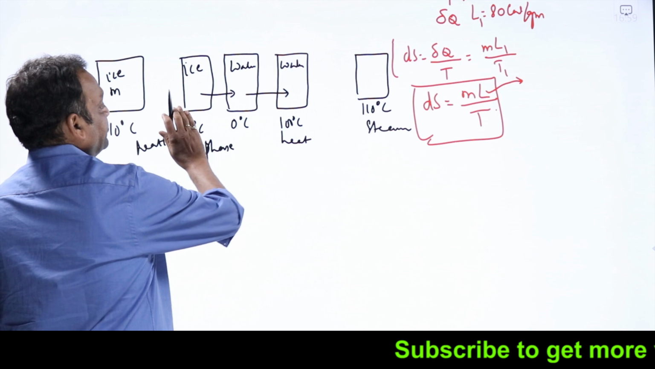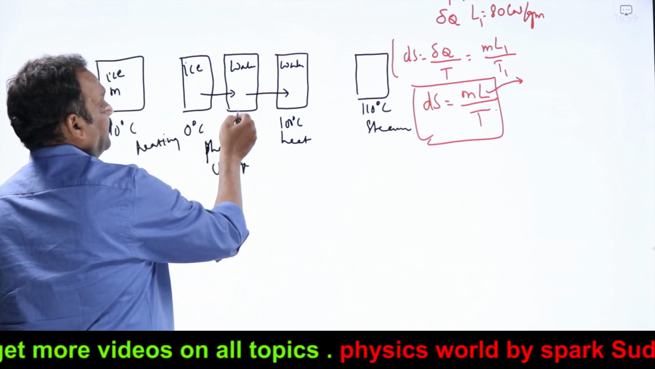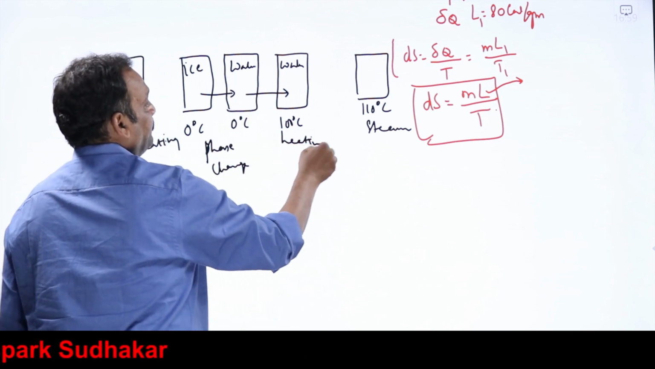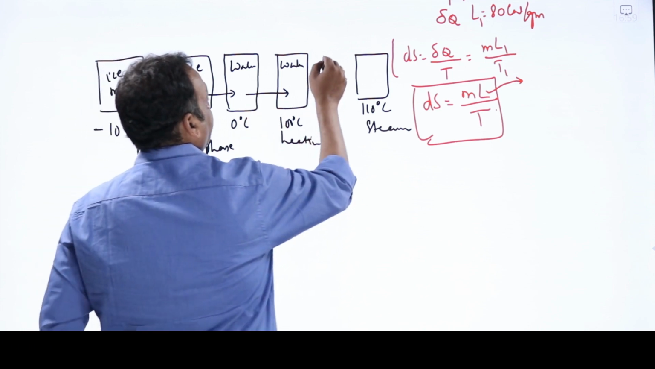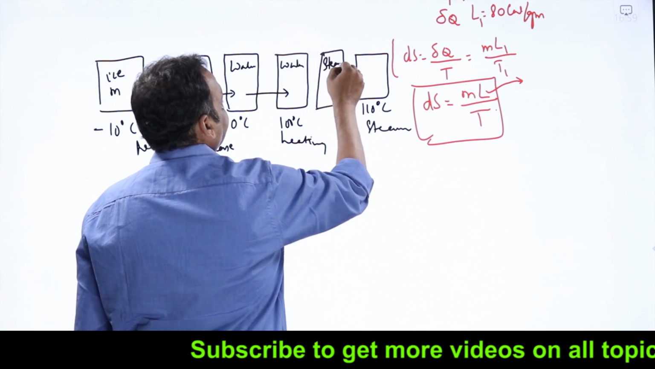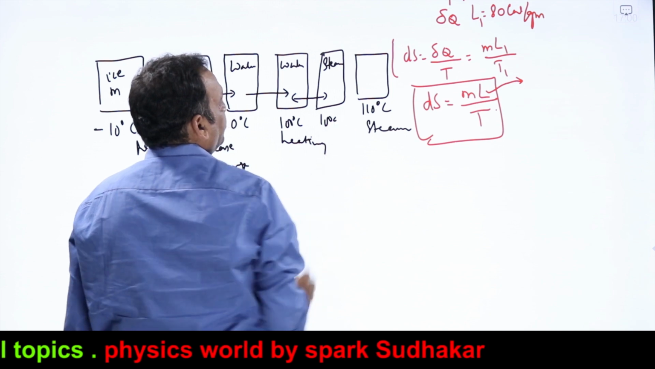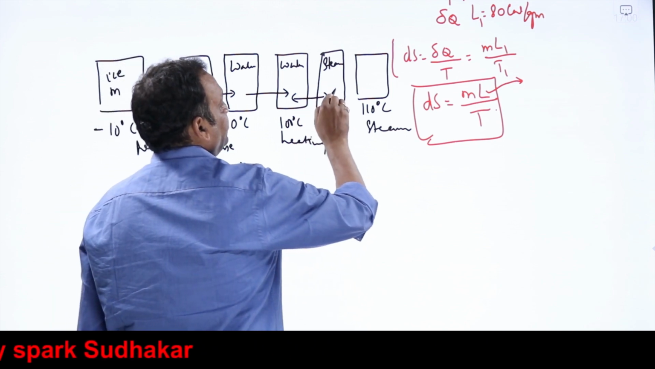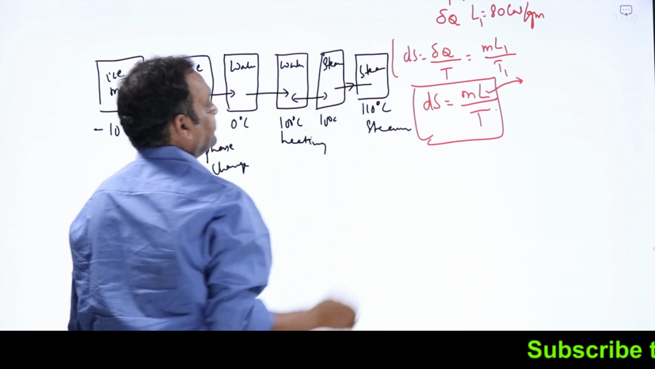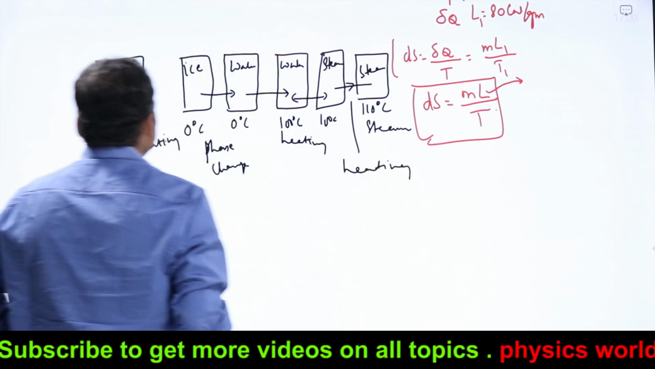Ice at 0 degrees Celsius should be converted to water at 0 degrees Celsius. It is a phase change. Now water at 0 degrees Celsius should be heated to water at 100 degrees Celsius. This is also again a heating process. Now water at 100 degrees Celsius should be converted to steam at 100 degrees Celsius. This is again a phase change. Now steam at 100 degrees Celsius should be heated to steam at 110 degrees Celsius. This is again heating.